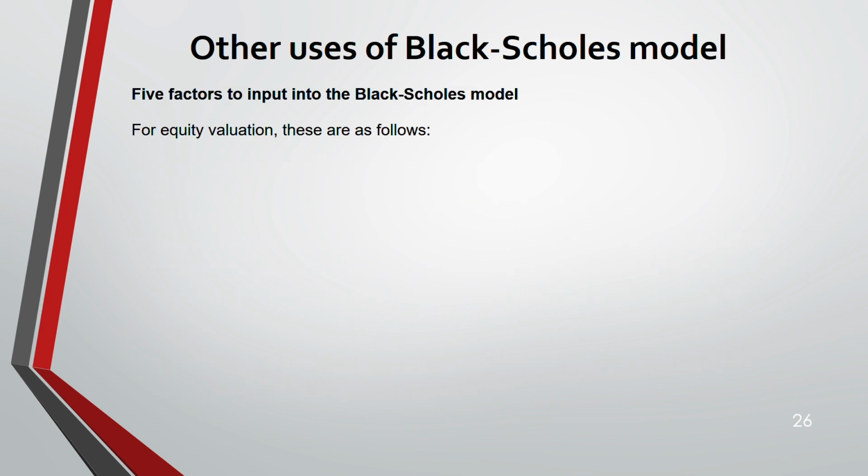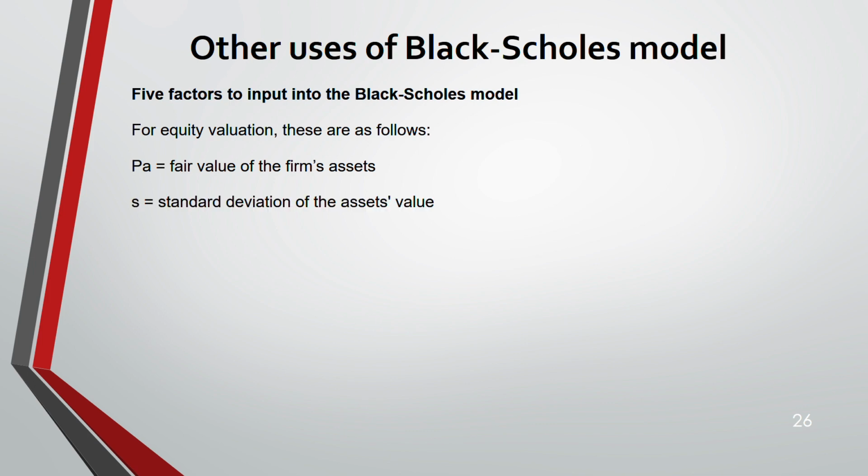Now, same for Black-Scholes option pricing, 5 variables are there. For equity valuation also, those 5 factors will come into the picture. The PA, underlying price. Here in this case, it will be the fair value of the asset. For PE, exercise price will go later. S, standard deviation of the asset's value. They will give you. PE, this is the amount that is owed to bank.